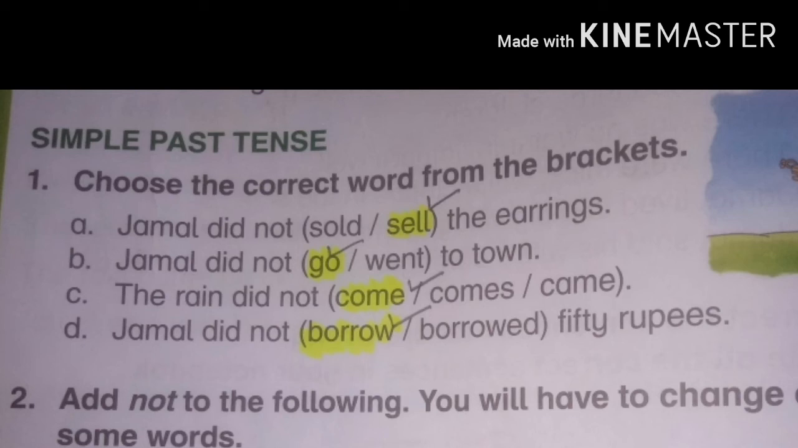Next, B, Jamal did not go or went to town. And we will choose go because this is the first form of the verb. And the sentence will be, Jamal did not go to town. Number C, the rain did not come or comes or came. And the first form of the verb is come. And the sentence will become, the rain did not come. And the last sentence is, Jamal did not borrow or borrowed 50 rupees. And the first form of the verb is borrow. And the sentence will become, Jamal did not borrow 50 rupees.